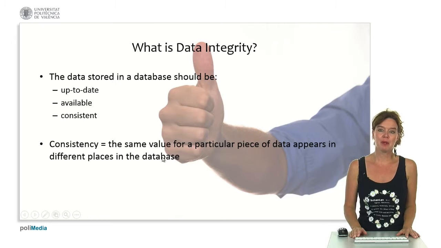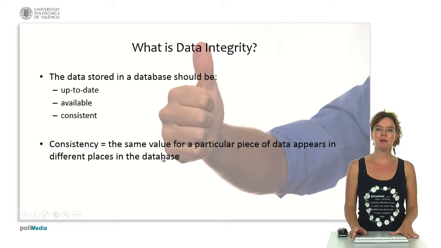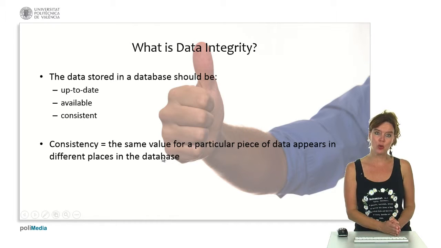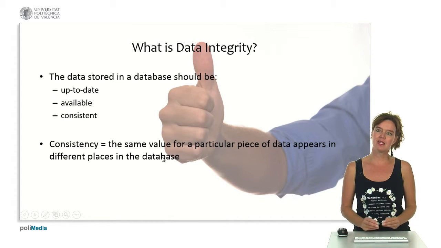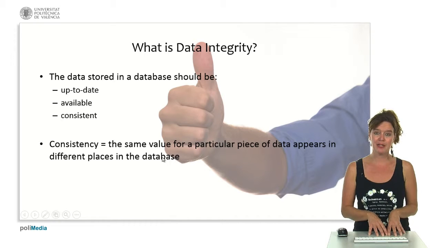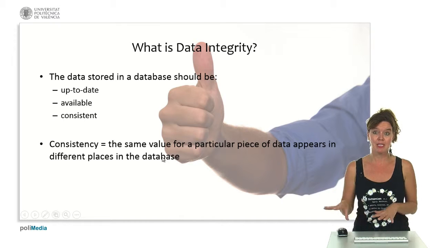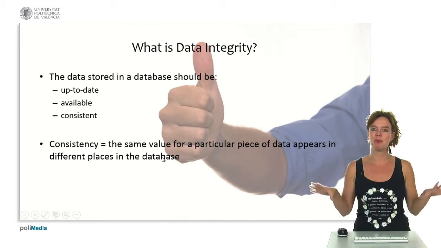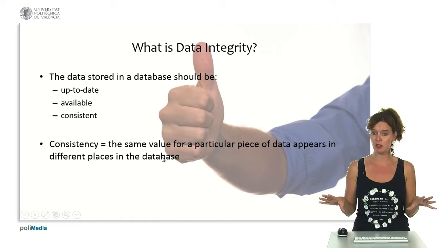Other important things about data is data integrity. Data integrity means that the data that is stored in the database is up to date, it's available for people that need it, and it's consistent. And consistency means that the same value for a particular piece of data appears in different places of the database. Because sometimes, as we will see later on, data is being repeated. And if data is being repeated, we have to make sure that the same data is repeated.